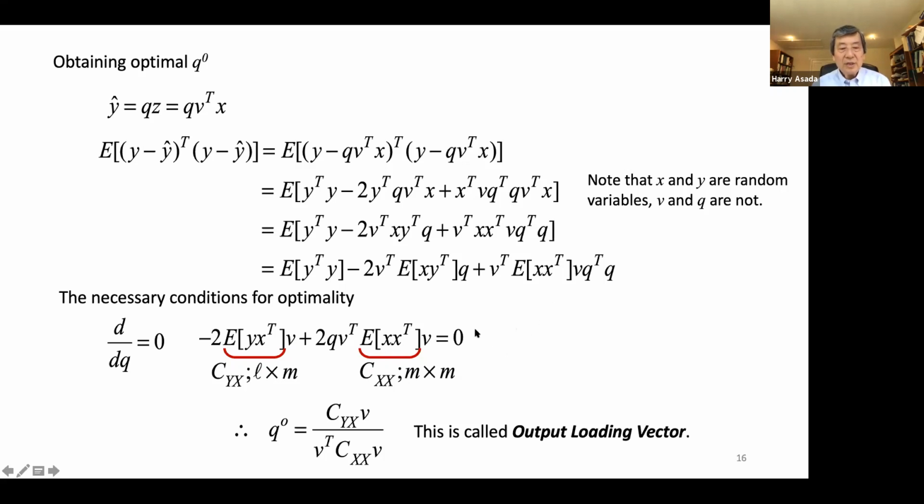Okay. It turns out this part is actually C_YX, the cross covariance, and this one is the covariance C_XX, right? So solving this one for q equals C_YX v over v transpose C_XX v. So it has to be scaled by this quantity. And this particular vector q is called the output loading vector. Okay, so we just finished one variable.